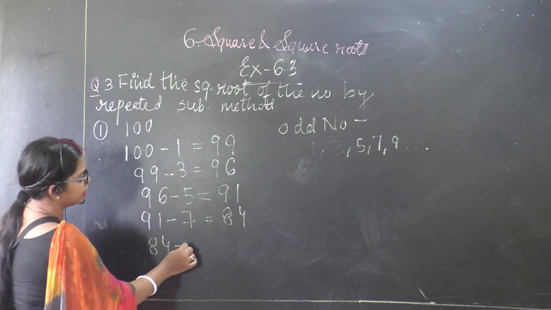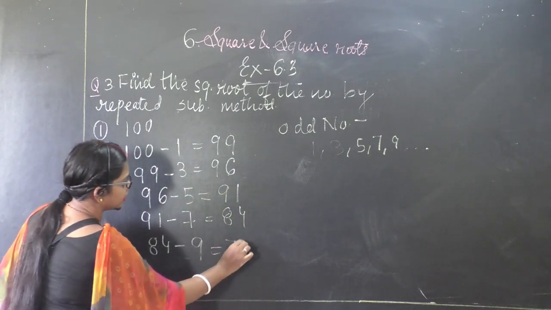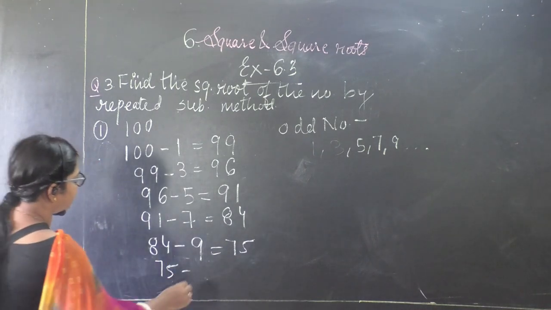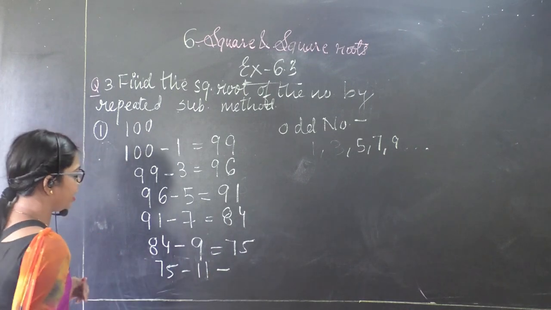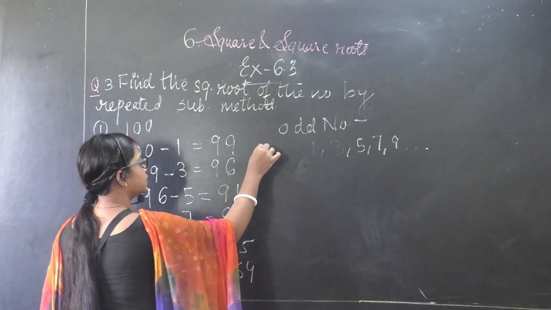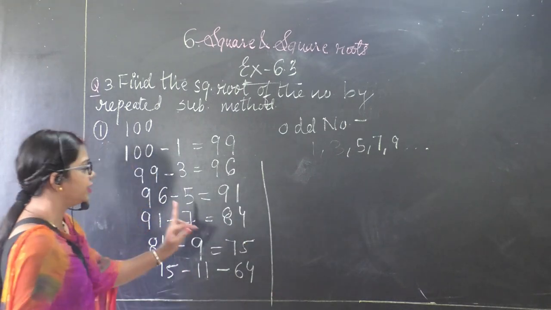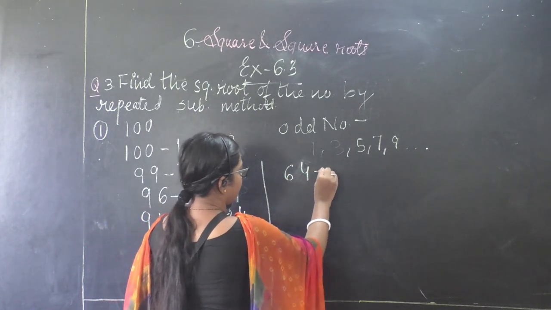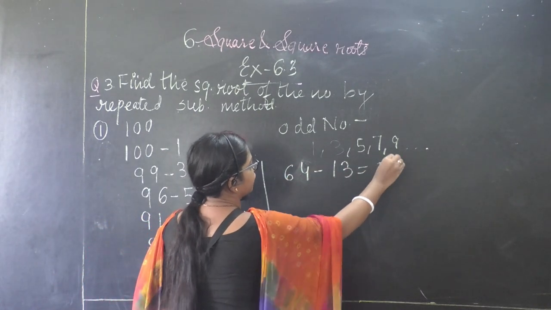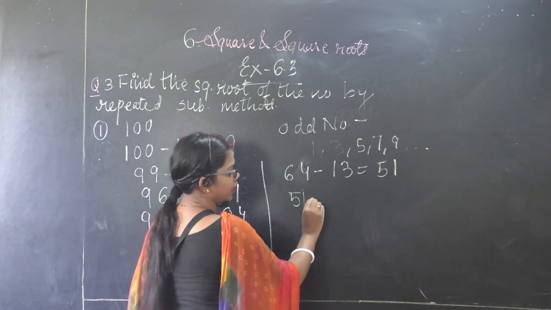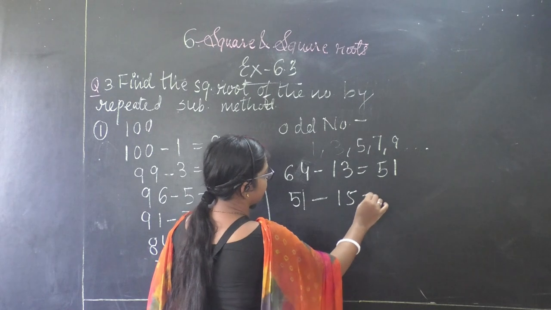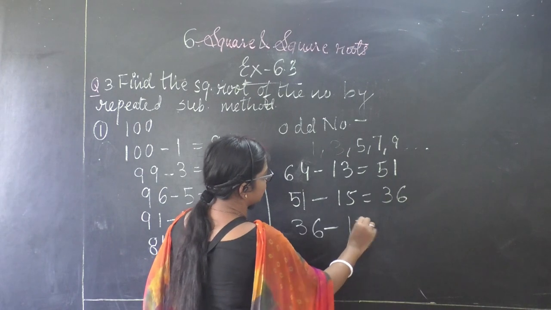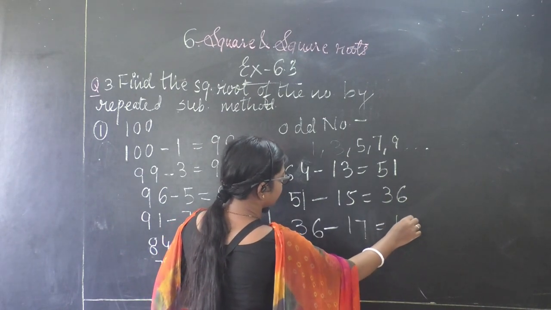The next odd number I will take is 9. Subtract, I will get 75. The next odd number, after 9, will be 11. Subtract 75 by 11, you will get 64. Again follow the same process until you get 0. So the next, it will be 64 minus 13, that is 51. Again subtract 51 minus the next odd number, 15. You will get 36. Again subtract 36 by the next, 17. You will get 19.